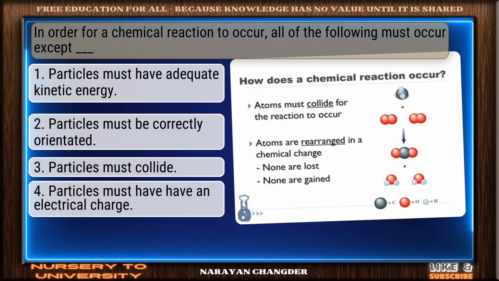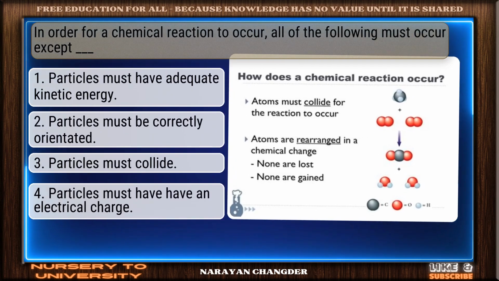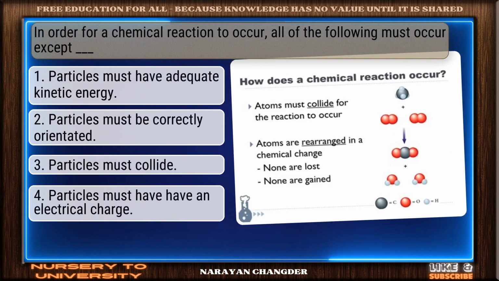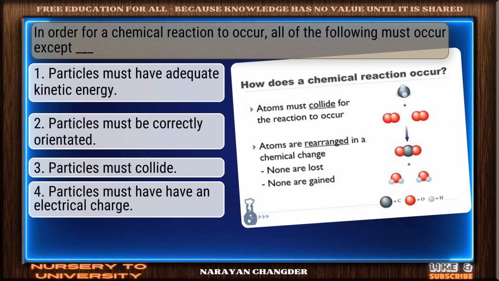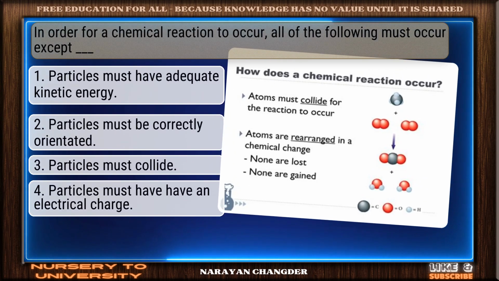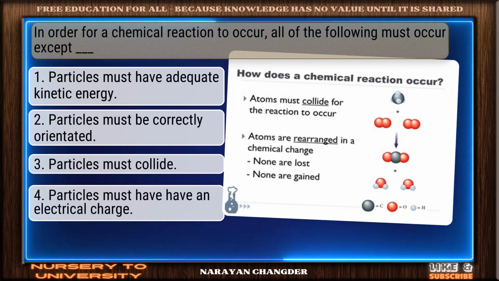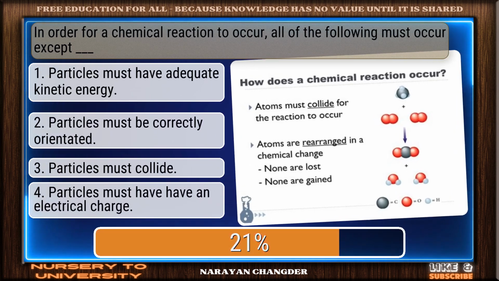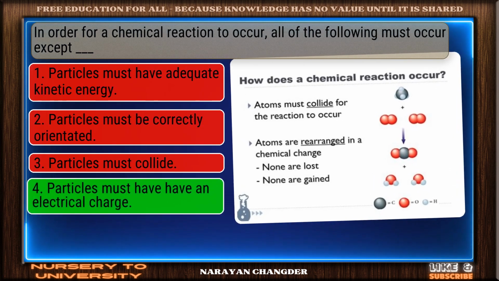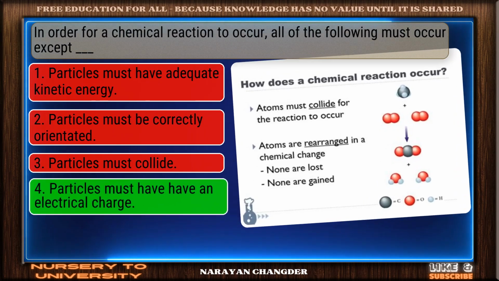In order for a chemical reaction to occur, all of the following must occur except dash. Option 1, particles must have adequate kinetic energy. Option 2, particles must be correctly orientated. Option 3, particles must collide. Option 4, particles must have an electrical charge. Perfect choice. Particles must have an electrical charge.